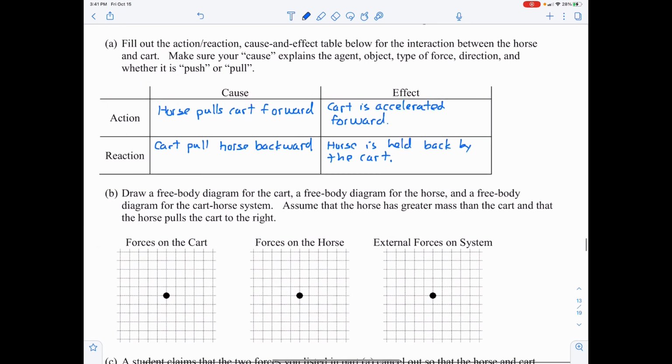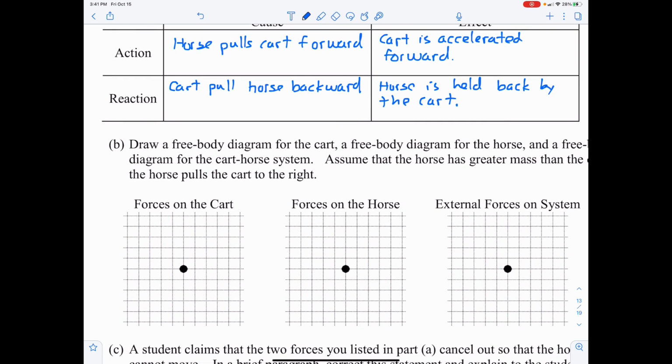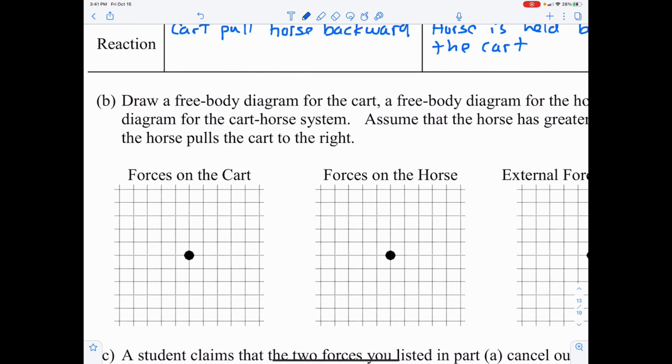Part B. Draw a free body diagram for the cart, a free body diagram for the horse, and a free body diagram for the cart-horse system. Assume the horse has a greater mass than the cart, and the horse pulls the cart to the right. Okay, so let's focus on the cart first. So we've got weight of the cart going down, and then you've got normal force going up. They should be balanced. And you need some tension force pulling the cart to the right in the direction of its acceleration.